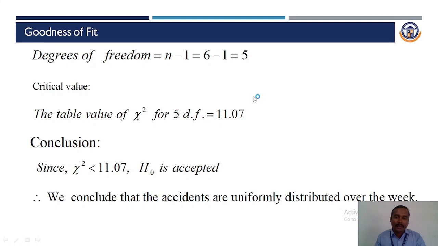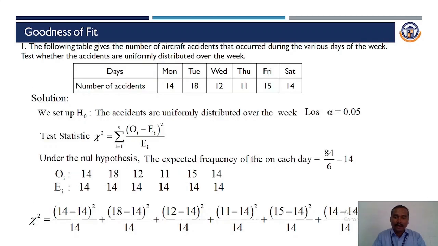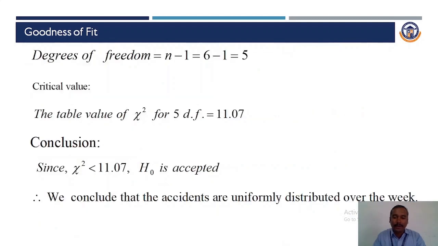Next, take the table values. For this degrees of freedom at 5% level, the table value of chi-square is 11.07. Now check the calculated value. That means the chi-square value 2.143 and the table value 11.07. Here the calculated value is less than the 11.07. So we can accept the null hypothesis H0. That means we can conclude that the accidents are uniformly distributed over the week.